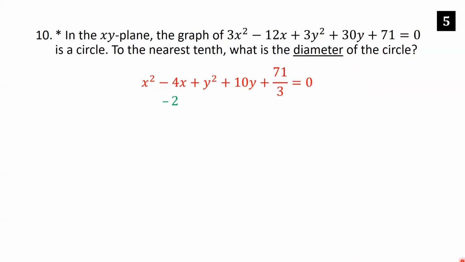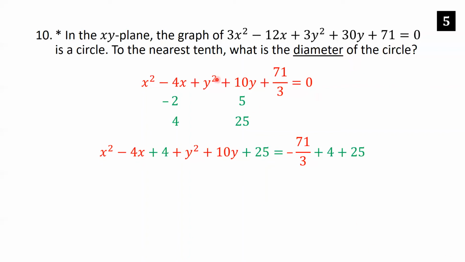Okay, and now I'm going to complete the square. Half of negative 4 is negative 2. The square of negative 2 is positive 4. Half of 10 is 5. When you square 5, you get 25. So I'm going to go ahead and add 4 to both sides of the equation. I'm going to add 25 to both sides of the equation. And I'm also going to bring the 71 thirds over to the right by subtracting it.